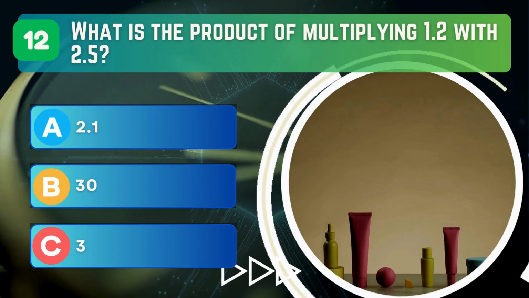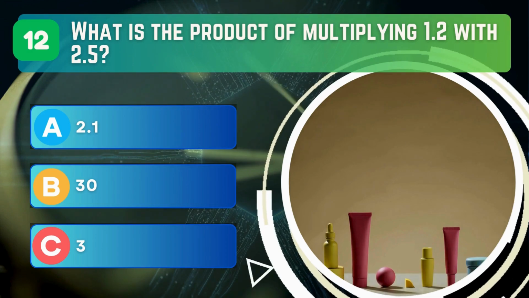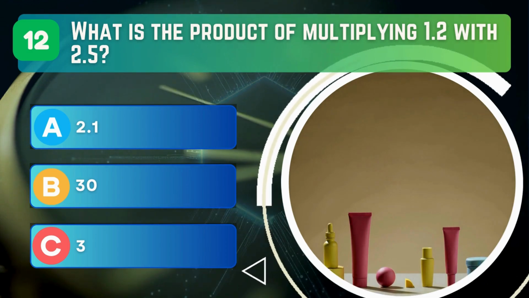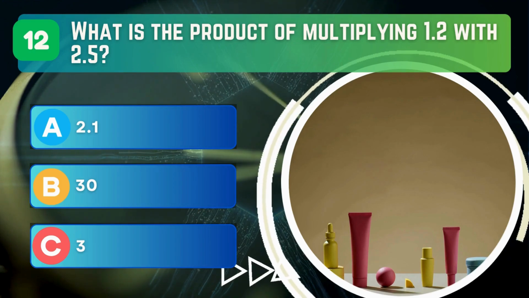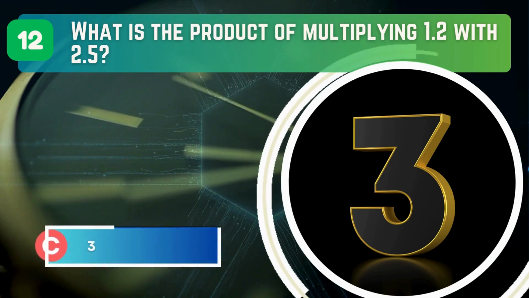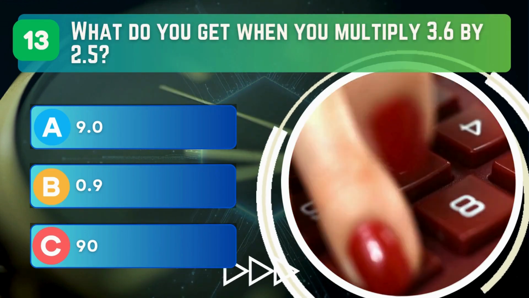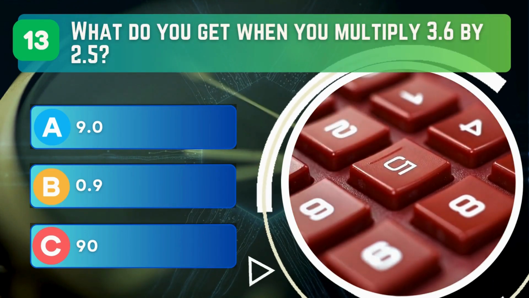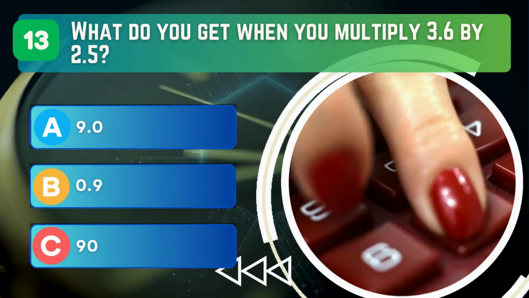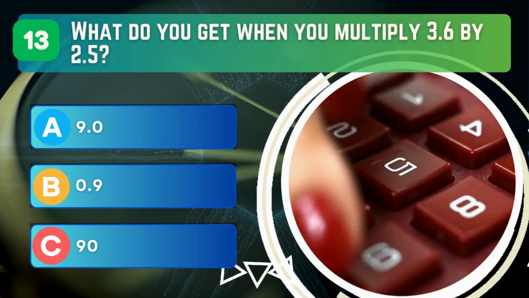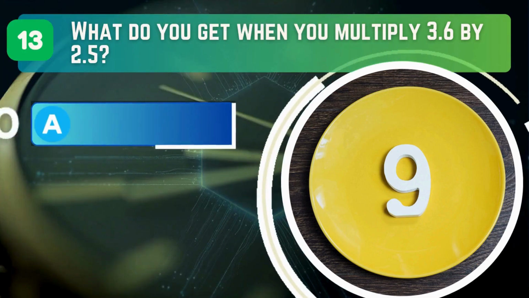What is the product of multiplying 1.2 with 2.5? Three. What do you get when you multiply 3.6 by 2.5? Nine.